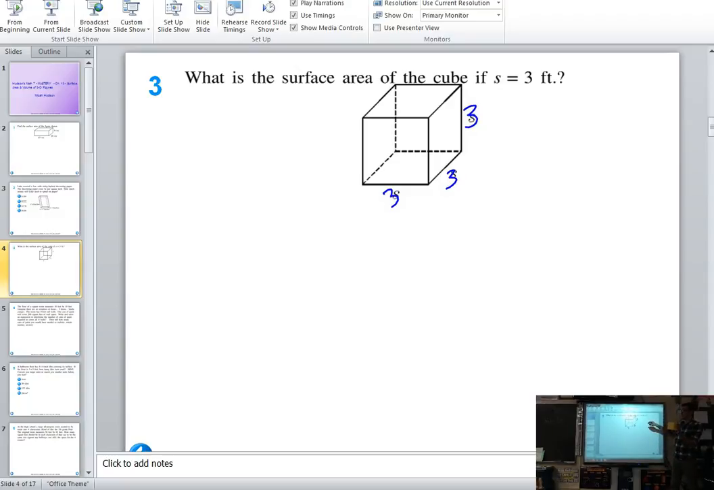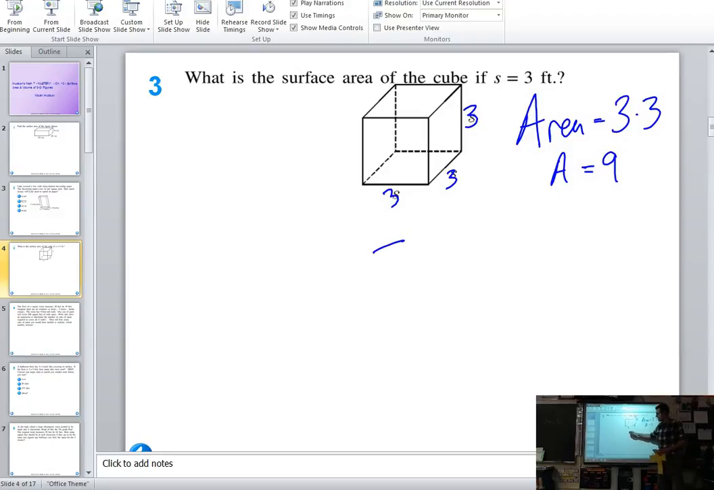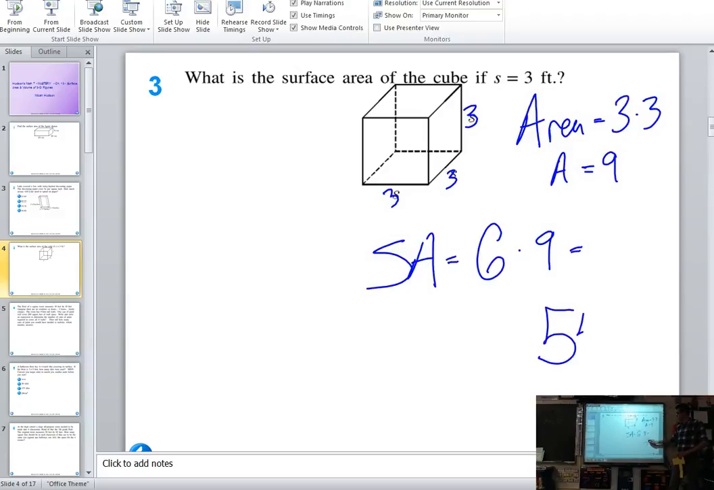So the 9 you gave me was telling me the area of the face. One face is going to be 3 times 3, so one of the areas is 9. However, how many do I have? 6. So all we need to do is say my surface area will be 6 times that 9, and comes out to be 54 feet squared because it's area.